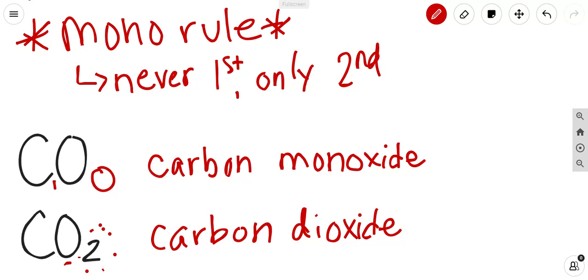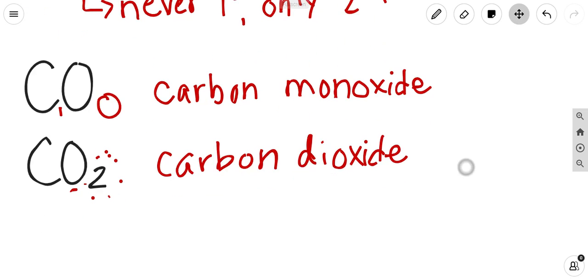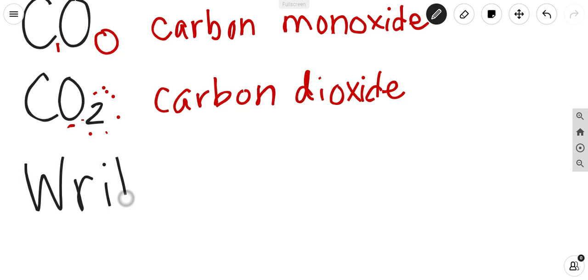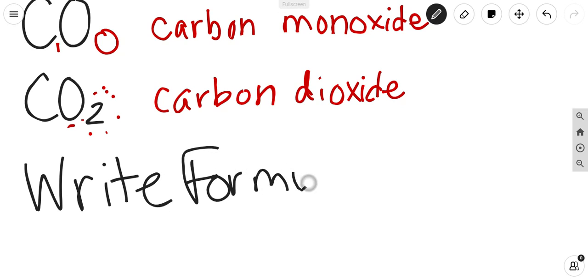Mono never goes first. So what we're going to do now is we're going to switch gears and we're going to write formulas. Actually, yeah, we'll write formulas first. This is also easy. This is where you don't have to see if things cancel or if things crisscross. All you got to do is look at the prefix.